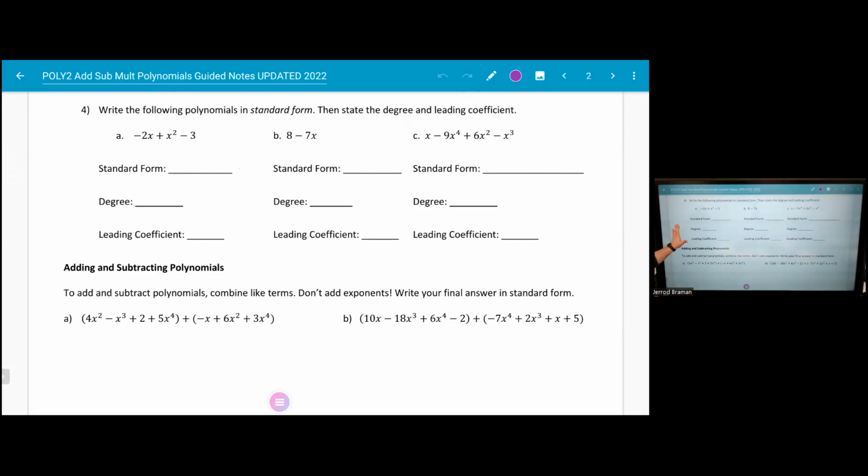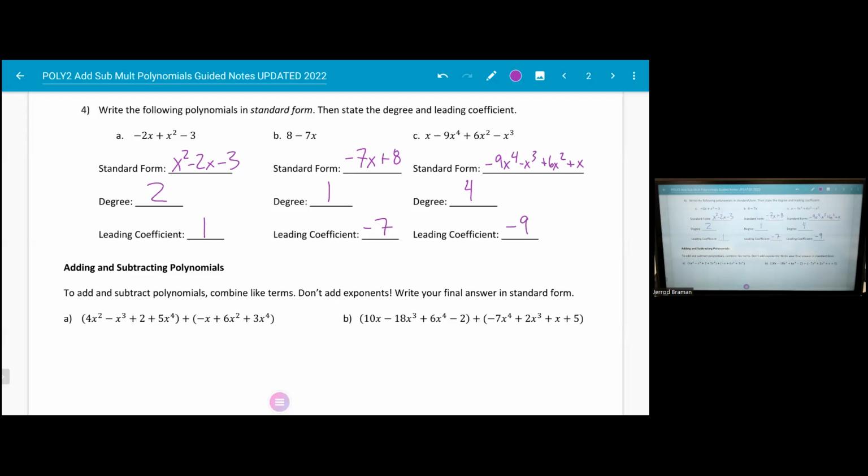So I'm going to do A, and I want you guys to try out B and C. I've got -2x plus x squared minus 3. Well, it's all x's, but the biggest exponent of those x's is squared. So I'm going to say x squared, then minus 2x minus 3. Our degree, the biggest exponent I have is 2, and the leading coefficient, what is the coefficient of x squared? I have 1 x squared, so my leading coefficient is 1. Okay, gonna hit pause in here. I'd like you guys to try B and C, then unpause, come back and check your answers.